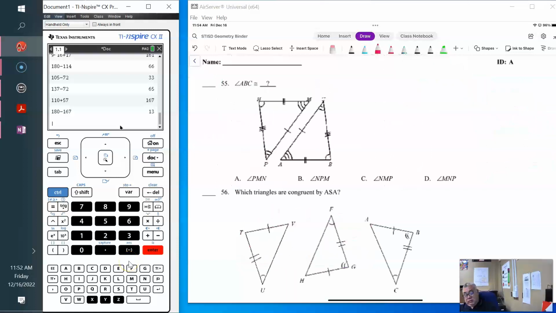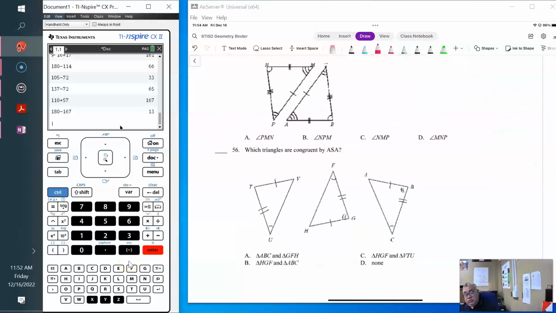Okay. It says which triangles are congruent by angle, side, angle. You see this S? This is called the included side. You have to remember that that's the included side. So this way of proving triangles congruent, angle, side, angle, uses the included side. So for example, this triangle we have angle, side, angle.